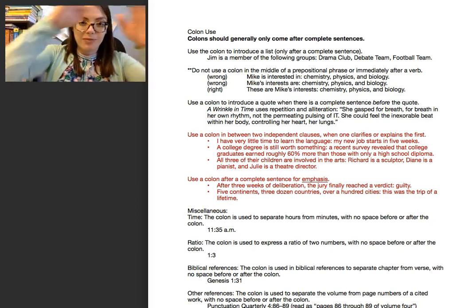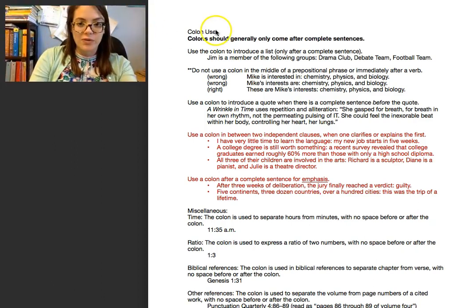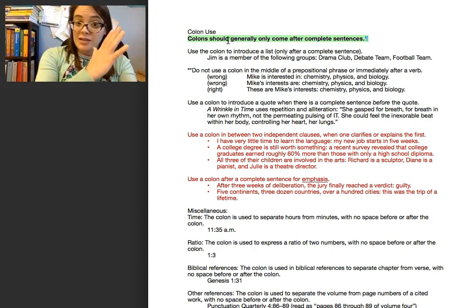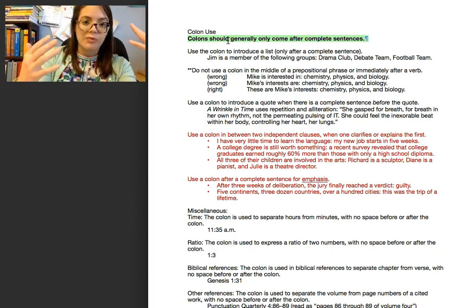So, in general, there's a big general rule that applies to all the grammatical uses of colons. Colons should only come after complete sentences. So, independent clause or complete sentence, colon. That's the only time you should see them when we're using them grammatically, right?